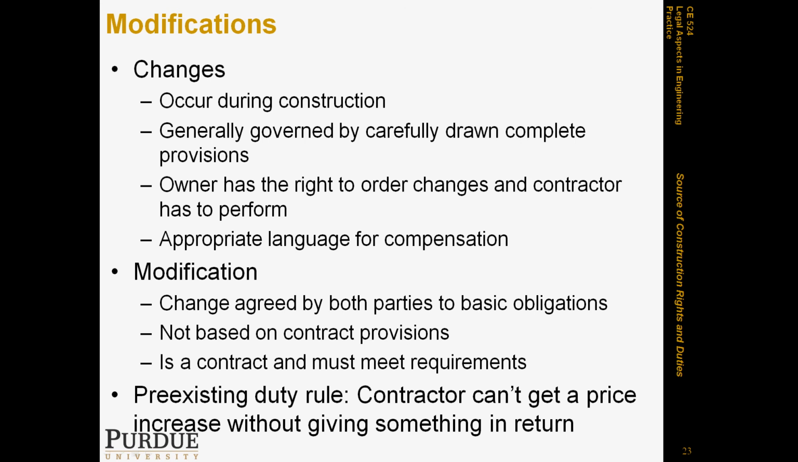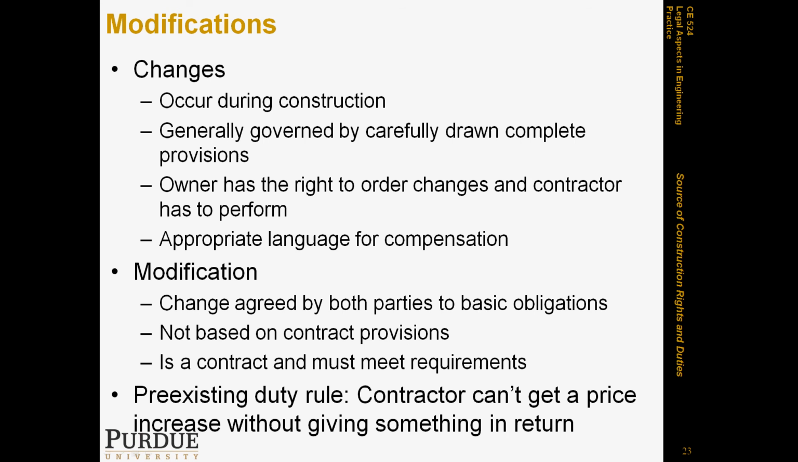So you basically can't have a contractor come back and say, you know what, this building that I went into contract to build for $1 million, now I want it to be $1,100,000, and I'm not going to change anything. I'm just going to build you the same exact building. According to the pre-existing duty rule, this would not fly in court. The court would not approve such a thing.